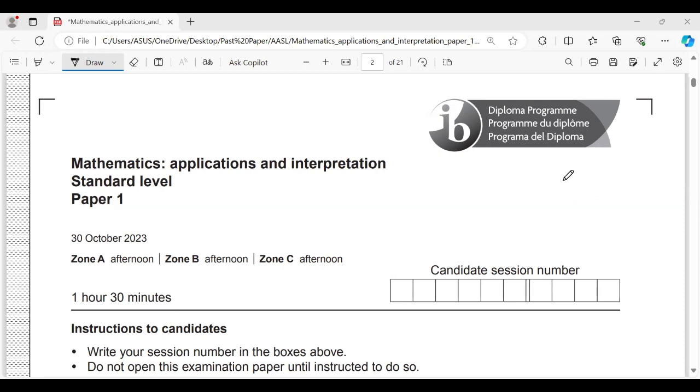Now I'm going to explain how we solve a past paper: mathematics past paper, applications and interpretation, standard level of IB past paper, paper 1 on 30 October 2023. Right, let's start with number 1.